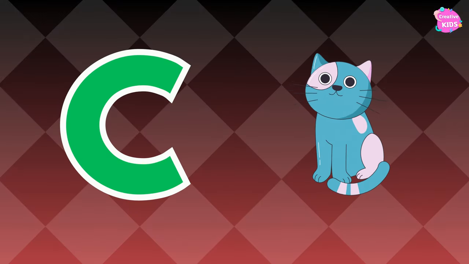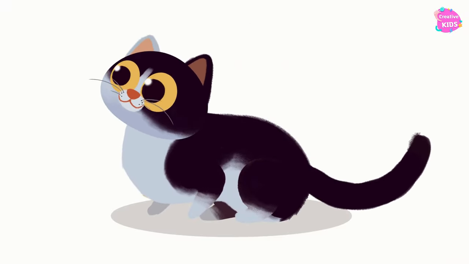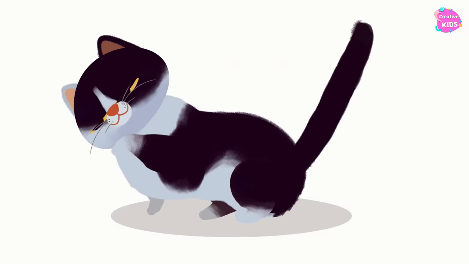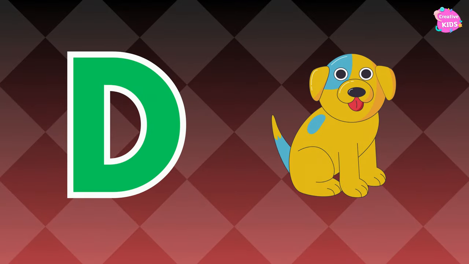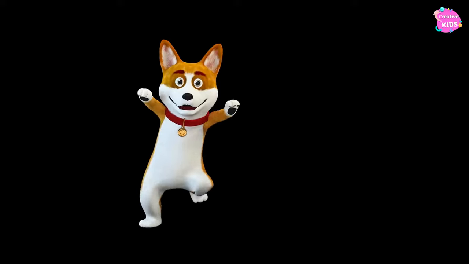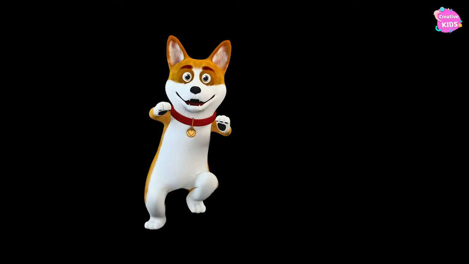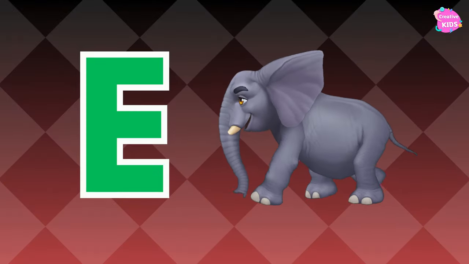C, c, cat. C is for cat. D is for dog. D, d, dog. D is for dog. E is for elephant.